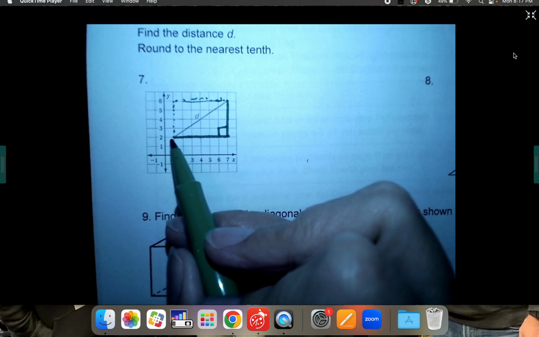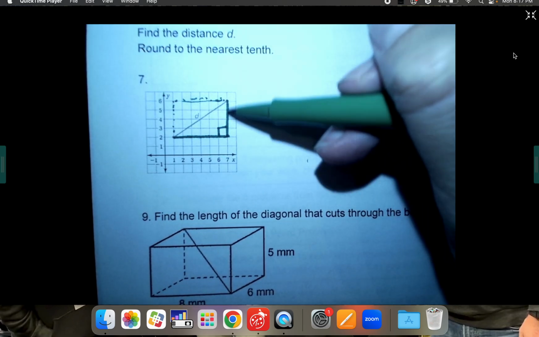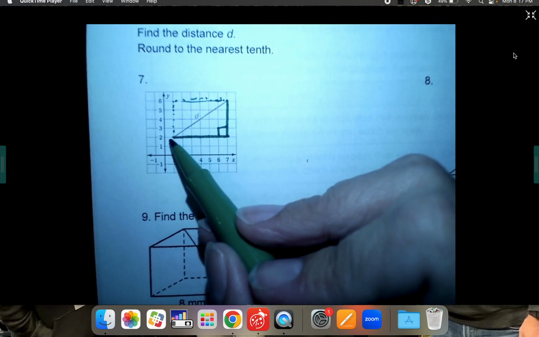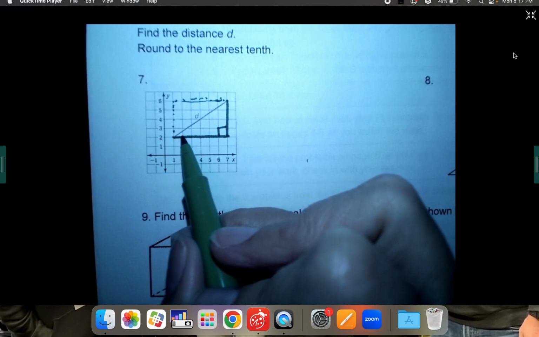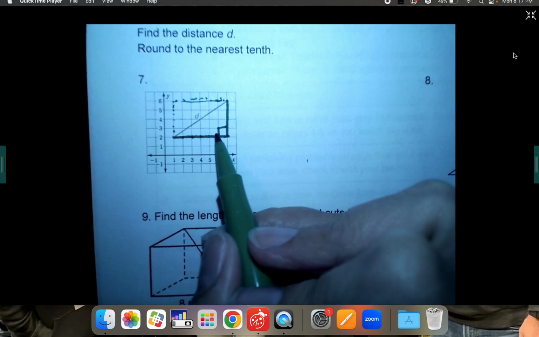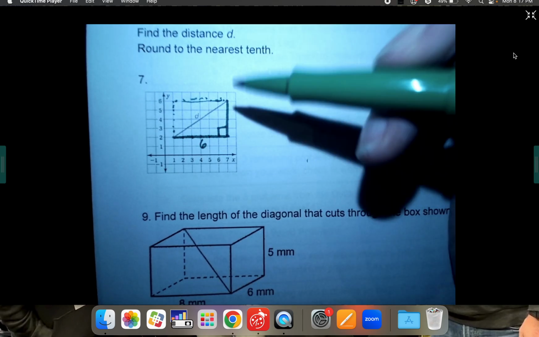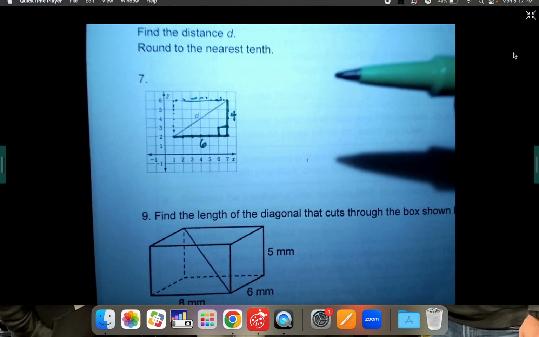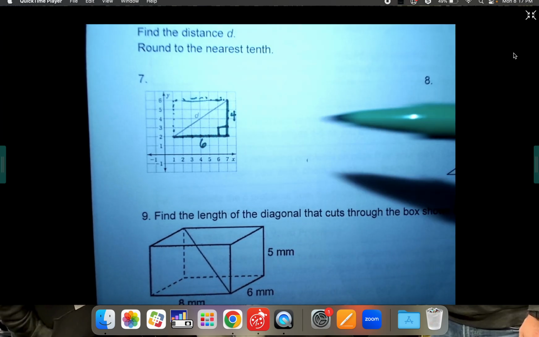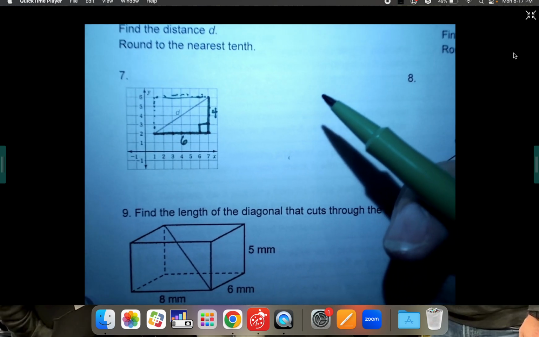Okay, so I'm going to then count the length of this leg and count the length of this leg. But unfortunately, you cannot count the diagonal because they don't take up whole exact boxes. So 1, 2, 3, 4, 5, 6 across the bottom leg, and 1, 2, 3, 4 across the side leg. So the two legs are going to be squared and added to find the D, which is the hypotenuse.